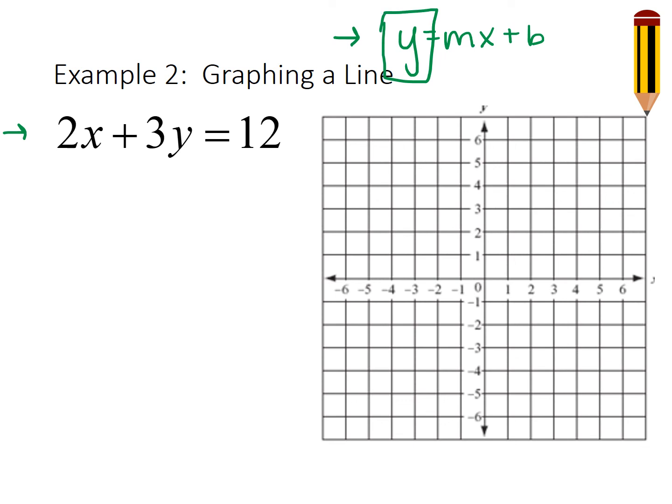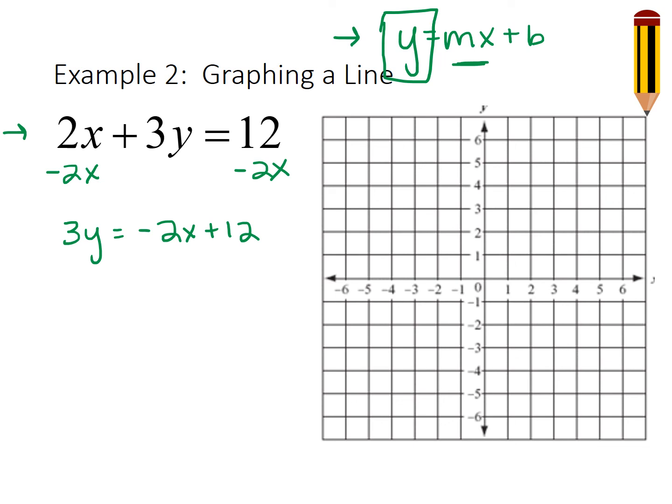So this equation here, I'm going to solve for y. So I'm going to subtract 2x from both sides. I'm going to be left with 3y equals negative 2x plus 12. Now you're probably wondering why I put the negative 2 first. I put the negative 2 first because here in my slope-intercept form, mx comes before the number. So I'm going to keep it in slope-intercept form by keeping that x coming first.